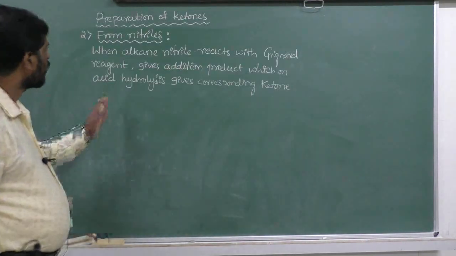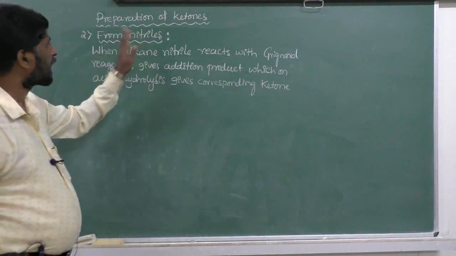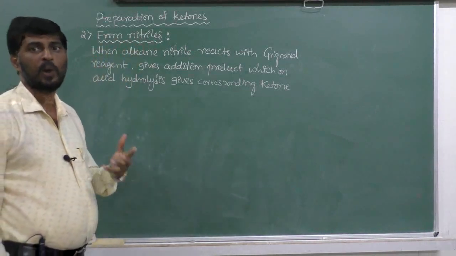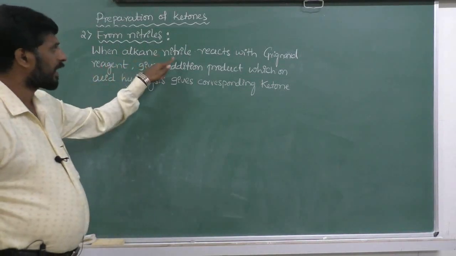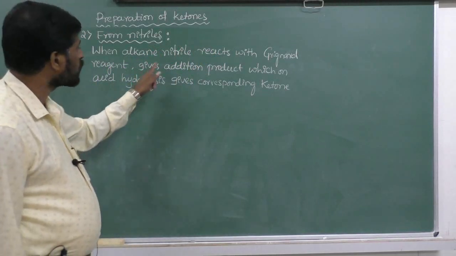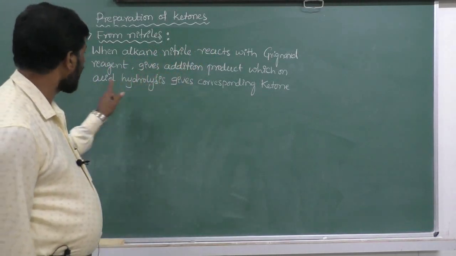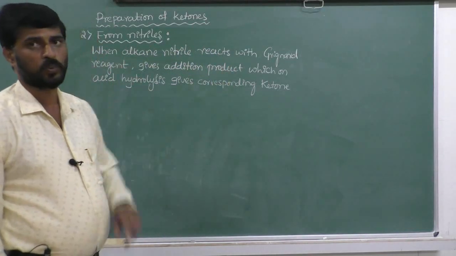This is one of the methods of preparation of ketone. Next we will move on to another method, that is from nitriles, or we can call it cyanohydrocarbons. When alkane nitrile reacts with the Grignard reagent, it gives an addition product, which on acid hydrolysis gives the corresponding ketone.